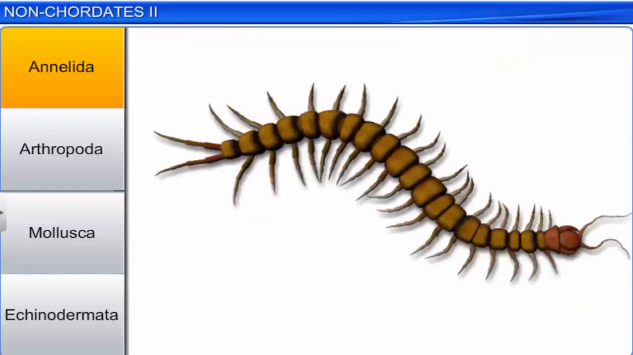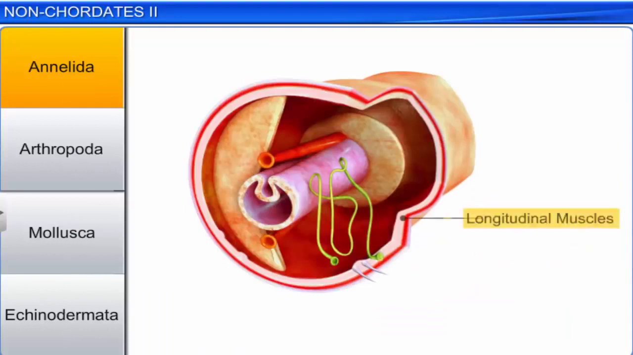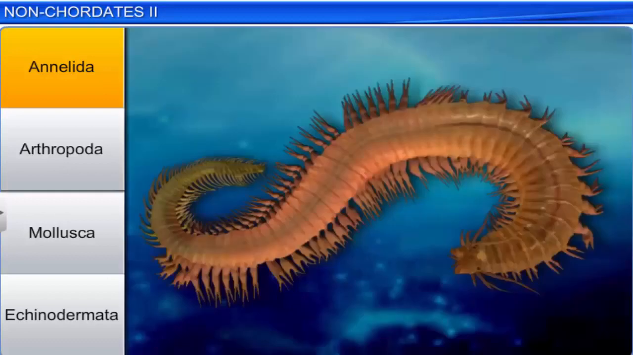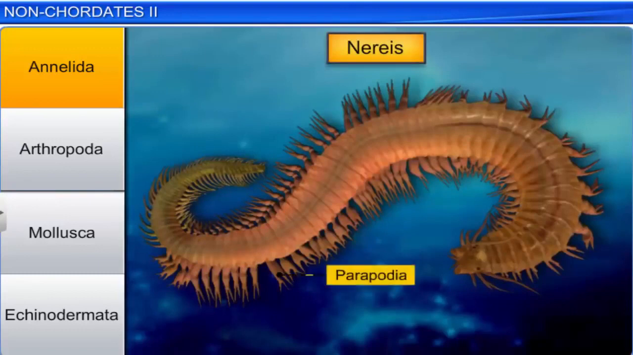These animals have well-marked segments or metameres on their body. Annelids move with the help of longitudinal and circular muscles. Along with these muscles, setae are also helpful in movement. Aquatic annelids like Nereis have lateral appendages called parapodia for swimming.